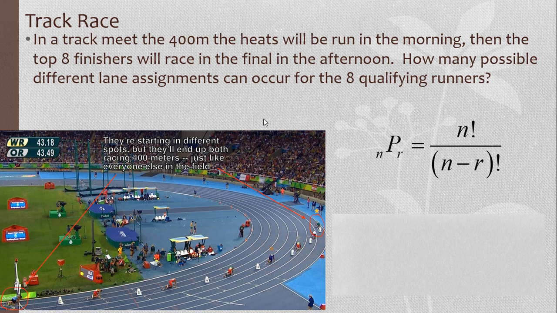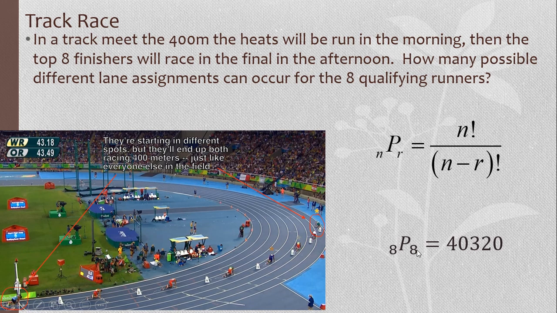In a track meet, the 400-meter heats will be run in the morning, then the top 8 finishers will race the final in the afternoon. How many possible different lane assignments can occur for the 8 qualifying runners? Again, order matters, okay? Being in the first lane is different than being in the 8th lane. So this is going to be a permutation, nPr, and we can solve it this way. It's 8, and we're going to choose 8 different people from that 8. That turns out to be 40,320 different lane arrangements for these 8 runners.